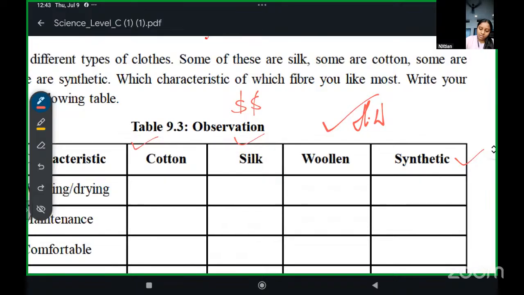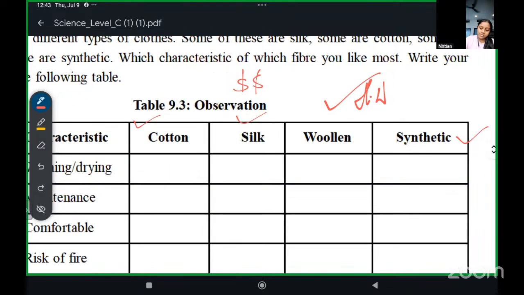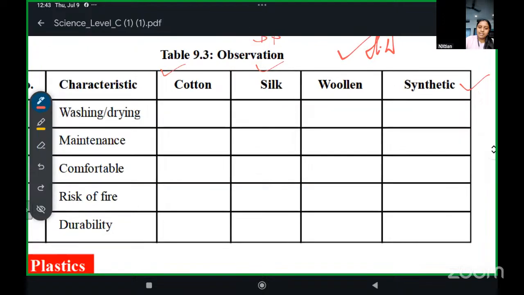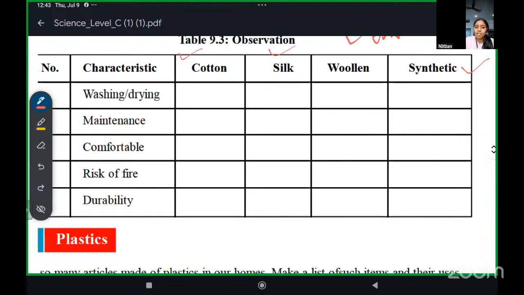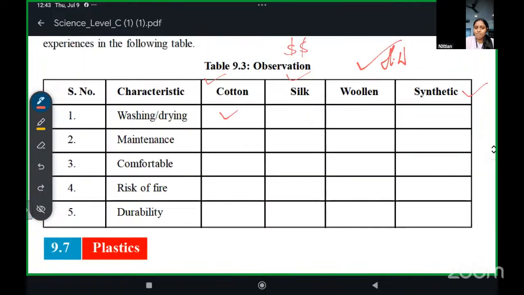Drying is easy. The synthetics are durable, but risk of fire is there. Ma'am, your voice was breaking. Say again, Anna. Your voice was breaking. Okay.